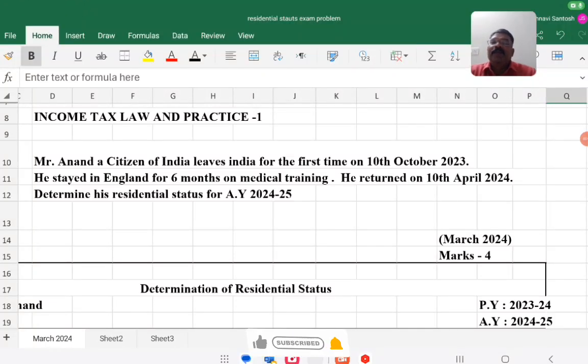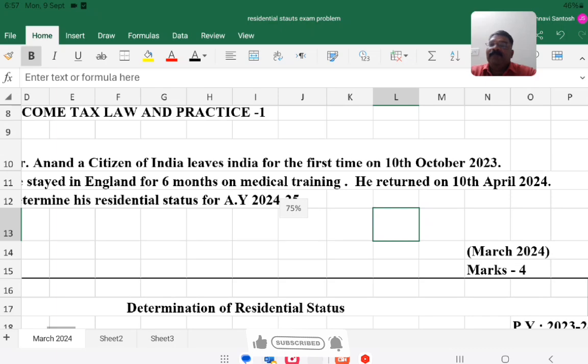Today we are going to solve the problem with respect to residential status. This question has been pulled out from the examination question paper from March 2024, Section B, and this carries around 4 marks. First we'll understand the question.